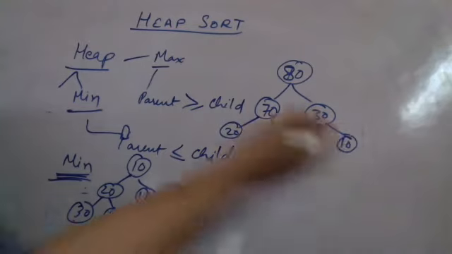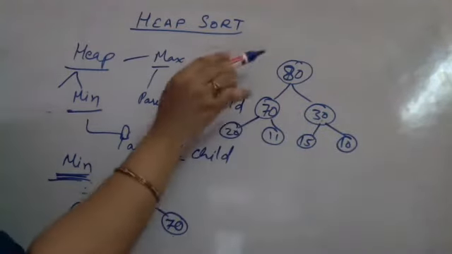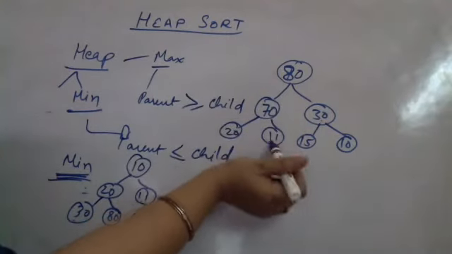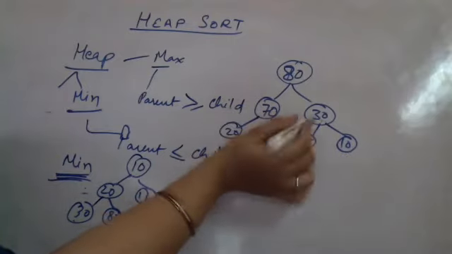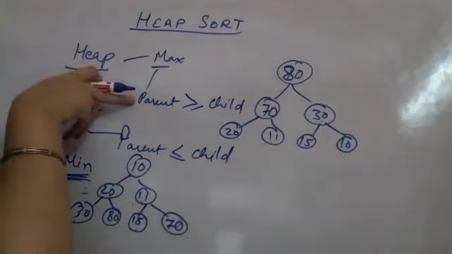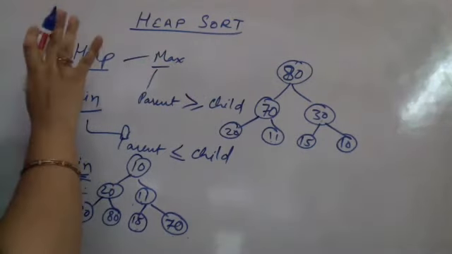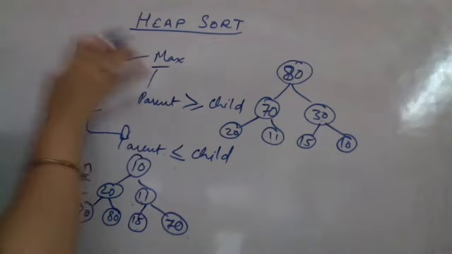So for the same elements, I have created a max heap where parent 80 is greater than 70 and 30. 70 is greater than 20 and 11. 30 is greater than 15 and 10. So for every node having children, parent will always be greater than the child node. Greater than or equal to the child node. This is the basic property of a heap. Max heap or minimum heap.